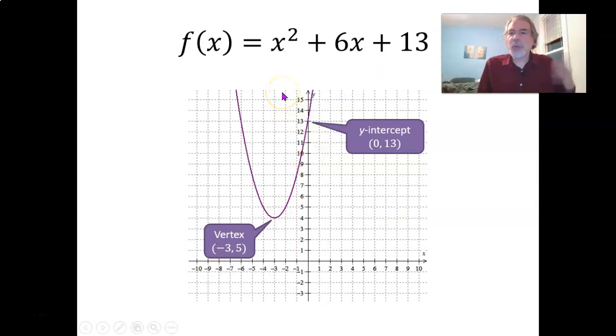I didn't really talk a lot about the axis of symmetry, but if I drew a vertical line right through the vertex, the line where x equals negative 3, that would cut the graph in half. That would be the axis of symmetry for that parabola.